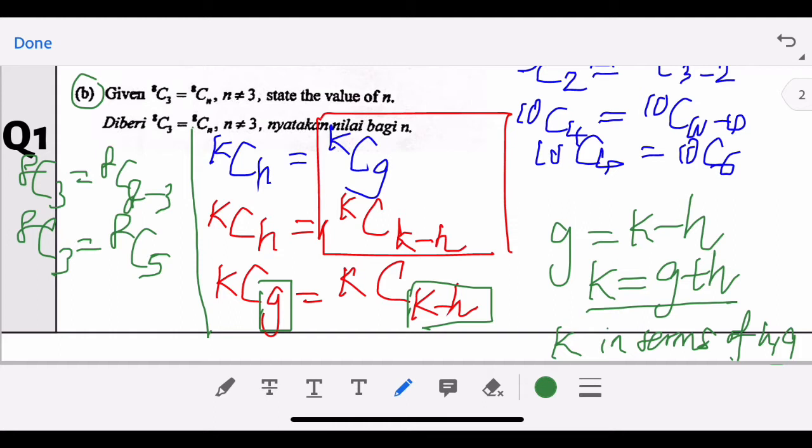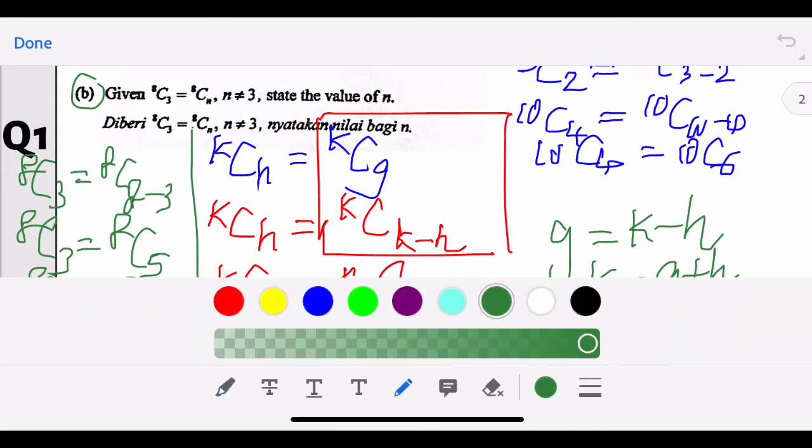For additional maths, we have many concepts. Every topic will have its own concept, so you need to keep on practicing. Next, the question will ask you 8C3 equal to 8CN. Then N will be equal to 5, right? Okay, so that's all about this question.